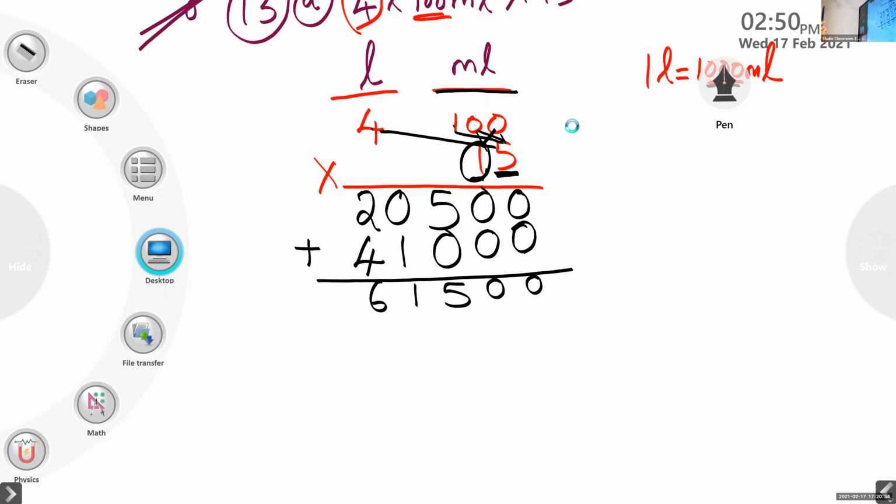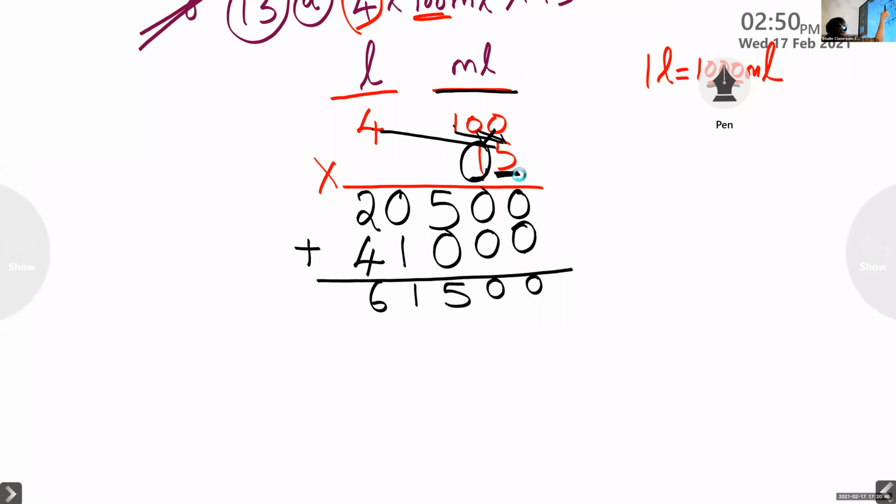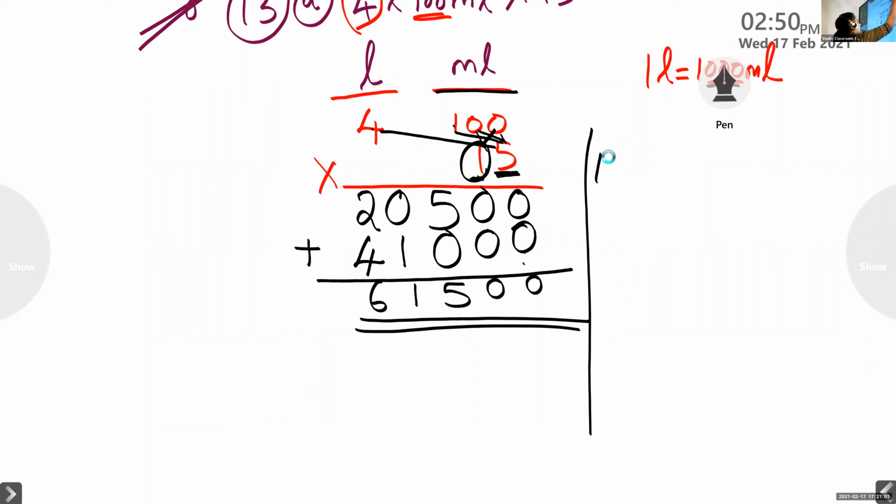Okay, children. 4 liter 100 ml multiplied with 15. So, as usual, how will we do normal multiplication? Like the same way, we will start with the first 5. Then we will multiply. In the second row, we will start with 0, then multiply with the tens place, that is here 1. So, the answer is 61500. Is that correct, children? Yes, ma'am. Now, all of you, question number 13B alone.